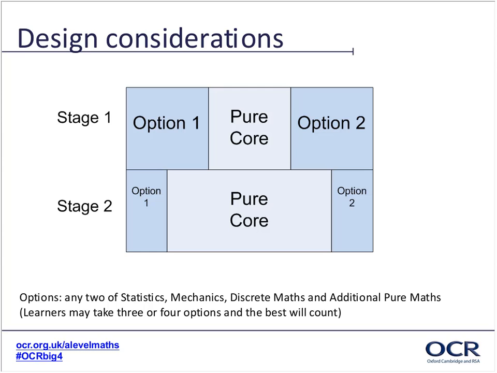Now, I should say that we can see at the bottom of the slide here the options: any 2 of statistics, mechanics, discrete maths, and additional pure maths. And learners may take 3 or 4 options, and the best will count. This is unique to OCR specifications, OCR A and B, that students may take more than the requisite 2 options if they so desire, to increase the breadth or depth of their course, and if they do so, we then take the best 2 results from their final exams.